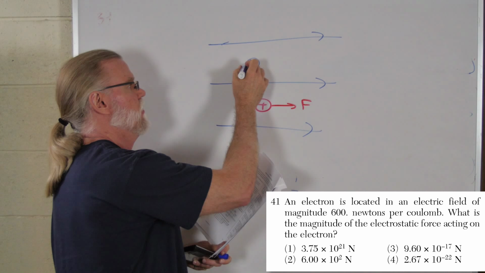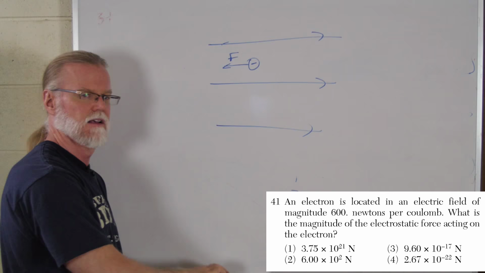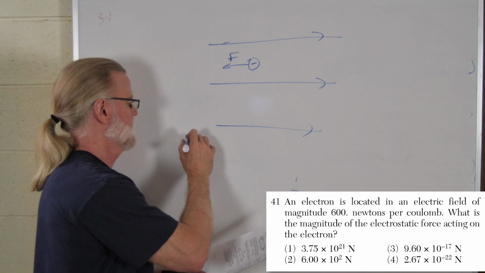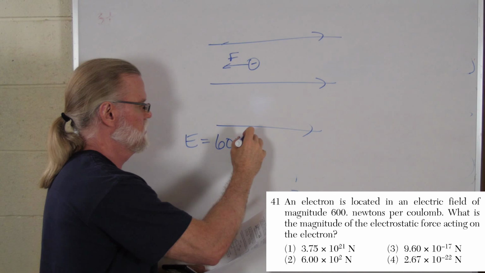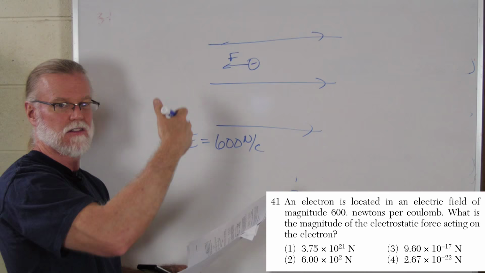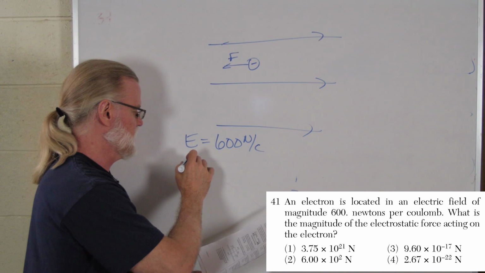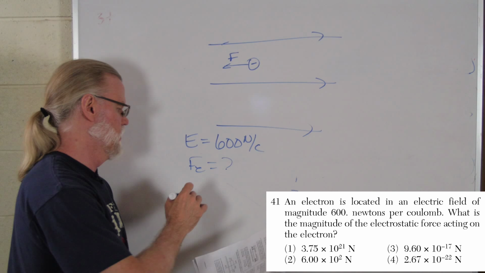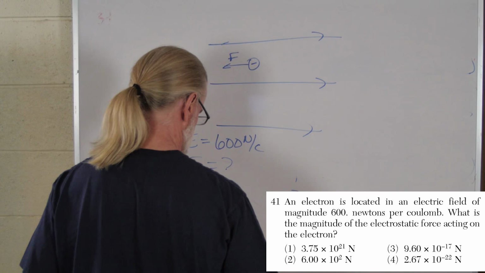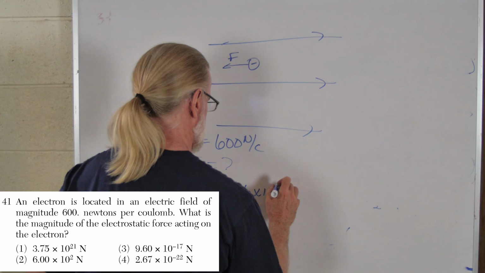Anyway, so there's our electron in an electric field, and the electric field has a magnitude of 600 newtons per coulomb. You give me a coulomb of charge, you plop it in there, it's going to feel a force of 600 newtons. If it's positive, it'll feel a force that way. If it's negative, it'll feel a force that way. What is the magnitude of the electrostatic force acting on the electron? Of course, we have the hidden information: they said it's the electron, so we have the charge. The charge is going to be minus 1.6 times 10 to the minus 19 coulombs, or minus 1 e.